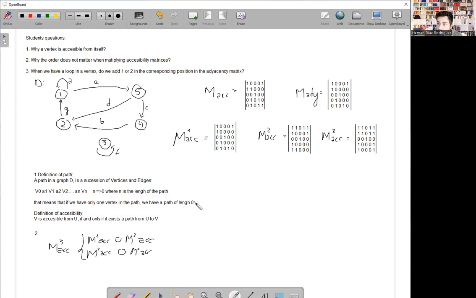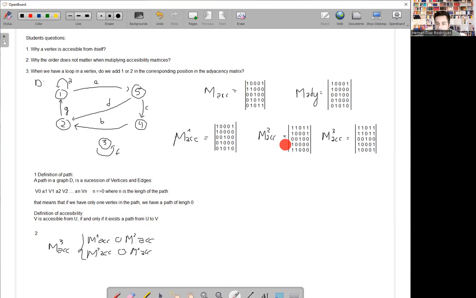Well, to understand the reason, you need to understand what these matrices mean. The accessibility matrix of order 1 contains all the paths that exist of length 1 from one vertex to another. So for instance, here we have a path of length 1 from 1 to 5. We have a path of length 1 from 2 to 1, so we put a 1 in the position 2, 1 of the matrix.